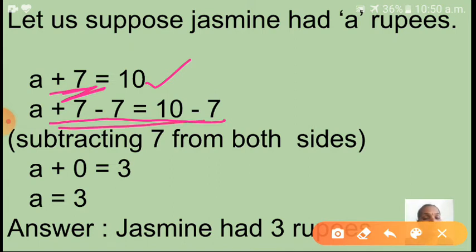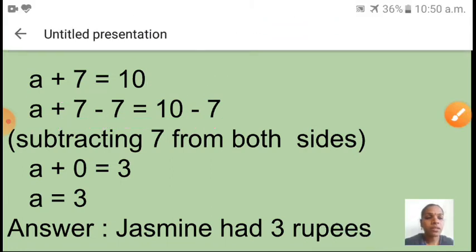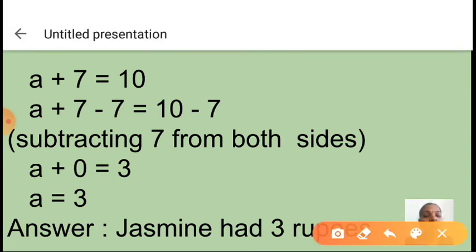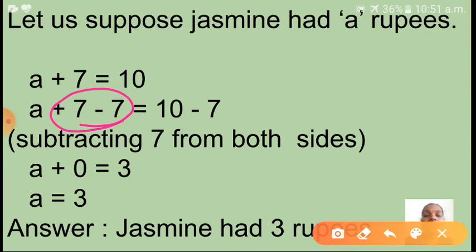A plus 7 minus 7 is equal to 10 minus 7. Understood? So on both sides we have to subtract 7 from both sides. Okay children, so this one value is what? 0. A plus 0 is equal to 3. So A is equal to what? 3.